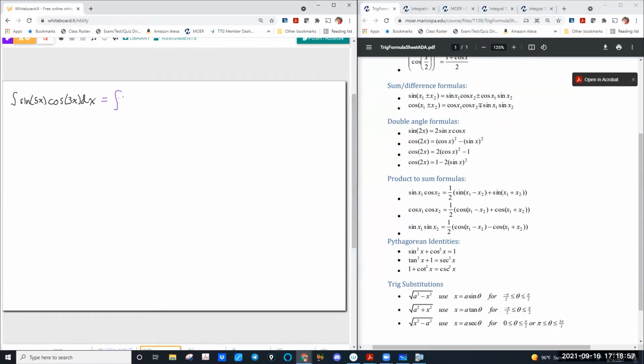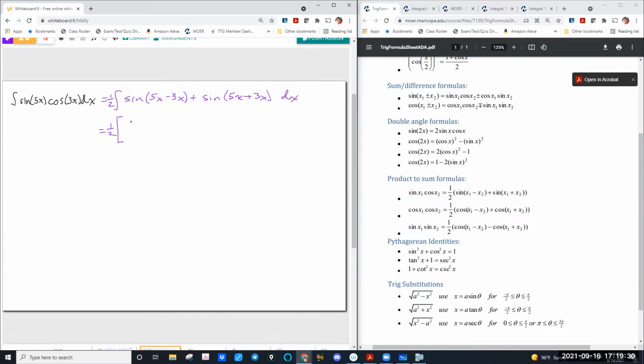It is 1/2. I'm just going to go ahead and pull the 1/2 out of the integral. We'll deal with the constant later. Sine of x1 minus x2. So sine of 5x minus 3x, it gets a plus for this particular formula, and then sine of 5x plus 3x. So 1/2.